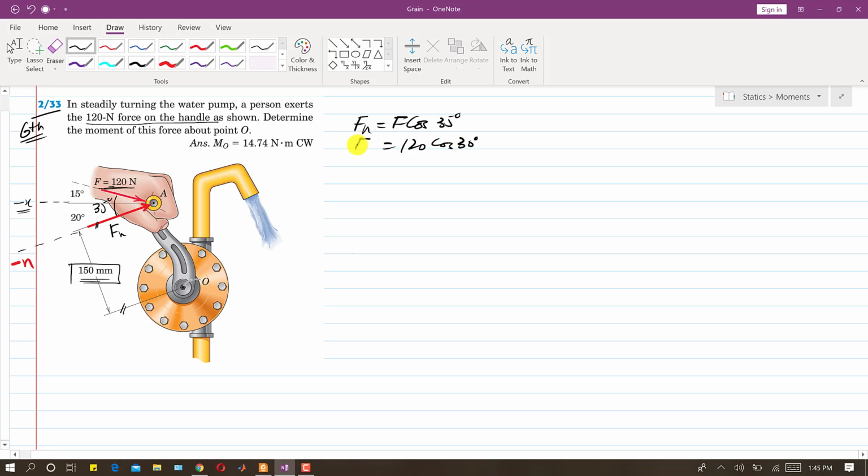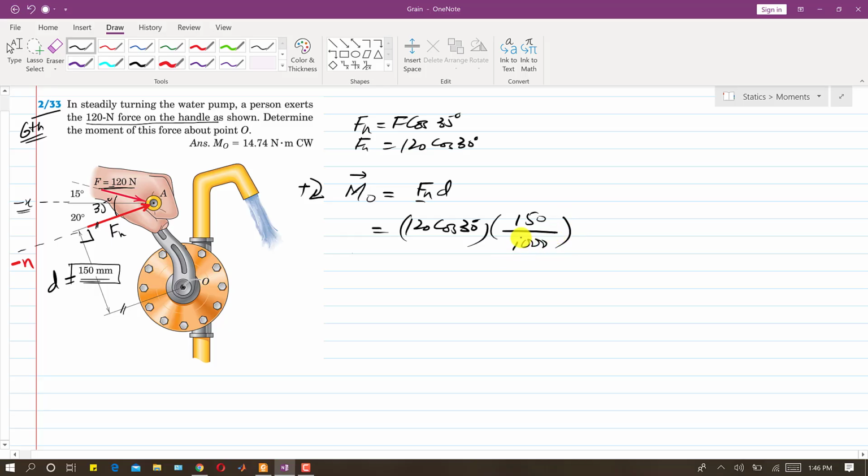So this is the Fn, and the moment about O will be equal to, let's assume that the clockwise direction is positive, and this force is producing a clockwise moment, right? So the moment about O will be equal to Fn into the perpendicular distance. Let's suppose this is that perpendicular distance, so this is perpendicular, right? Then it will be Fn, which is 120 cos of 30 degrees, into 150 mm, so 150 divided by 1000, right? So to have the answer in Newton meters.